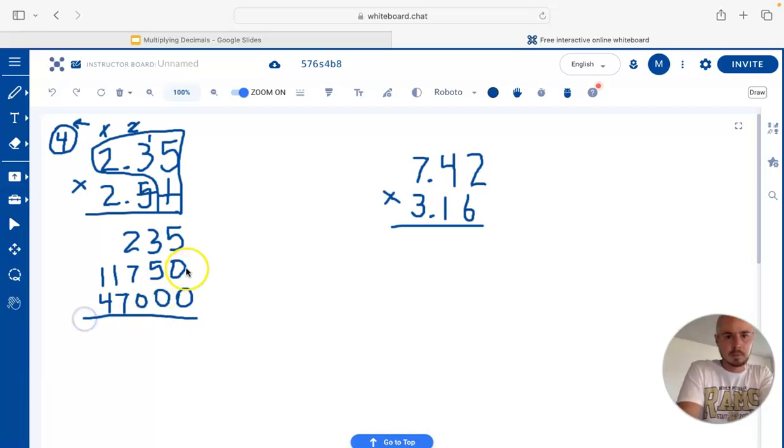These are partial products, so I need to add them. 5 plus 0 plus 0 is 5. 3 and 5 plus 0 makes 8. 7 and 2 makes 9. 1 plus 7 makes 8. And 1 plus 4 makes 5.